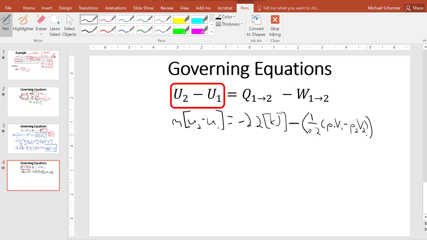So I like to work this all out symbolically because it helps me to figure out what I know and what I don't know. So here, I know the mass, right? Q, I know. I actually wrote the words in here. But I know P1 and V1. I know P2, but I don't know V2, I think. I think that's true in the problem. Let's check.